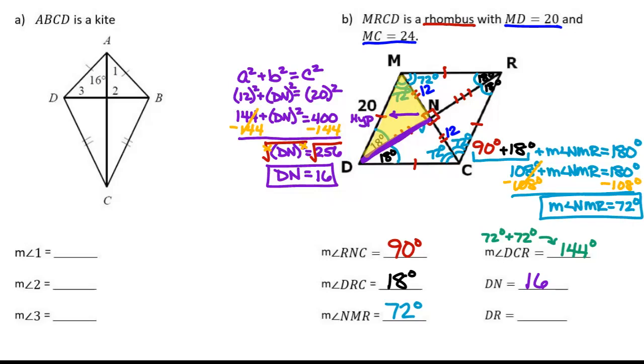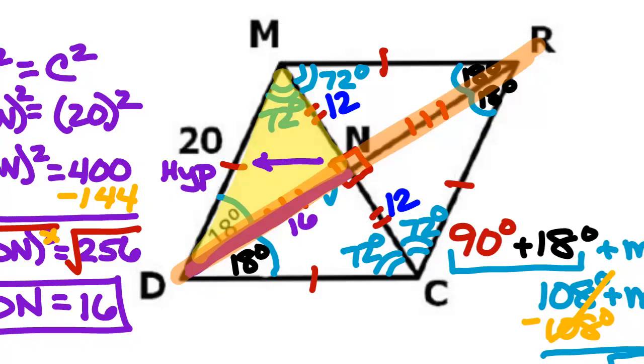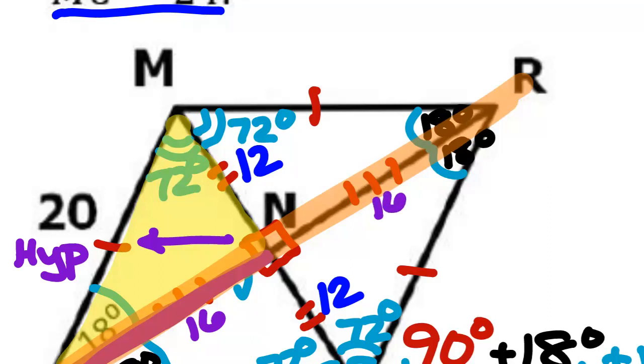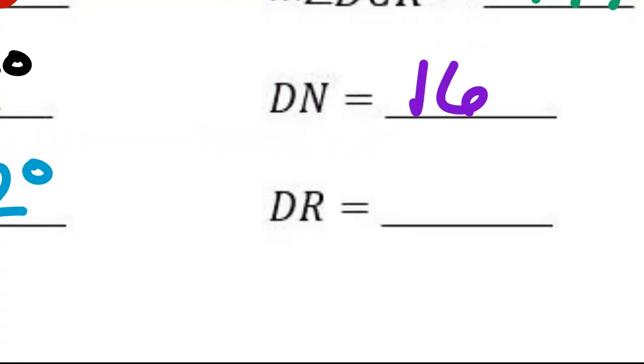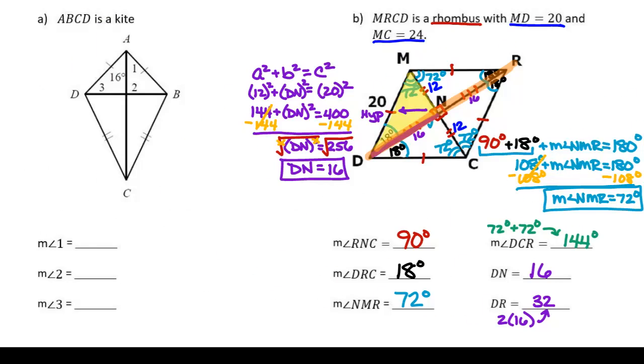And then the last thing we need to find is segment DR, which would be this entire diagonal. We just figured out that DN is 16, so how big would RN be? It's also going to be 16, right? So 16 and 16, so to find DR, I'm going to take 16 times 2, or 16 plus 16. That would give me 32.